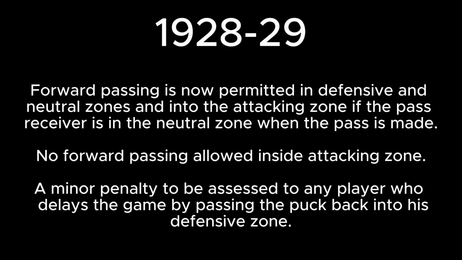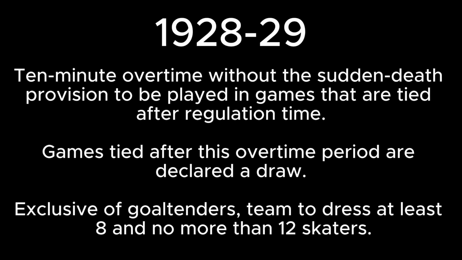In 1928-29, forward passing is now permitted in defensive and neutral zones and into the attacking zone if the pass receiver is in the neutral zone when the pass is made. No forward passing allowed inside the attacking zone. A minor penalty is to be assessed to any player who delays the game by passing the puck back into his defensive zone. 10-minute overtime without the sudden death provision to be played in games that are tied after regulation time. Games tied after this overtime period are declared a draw.